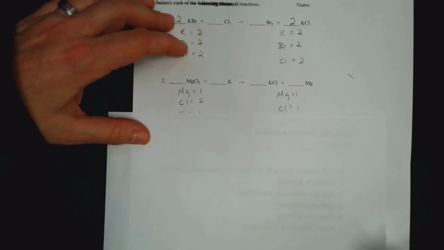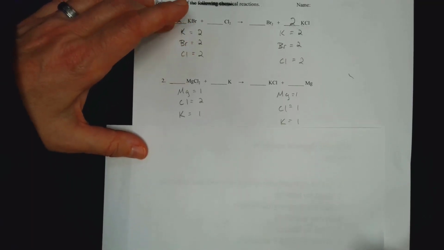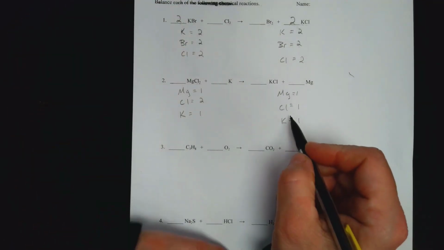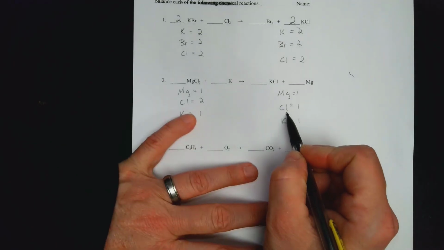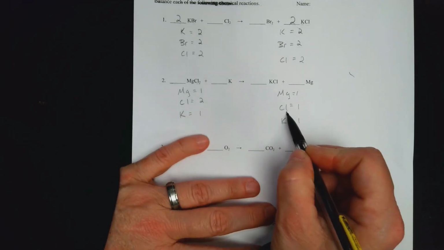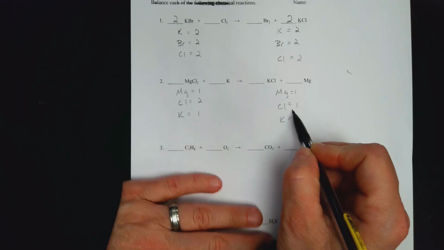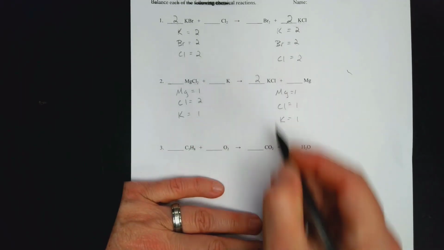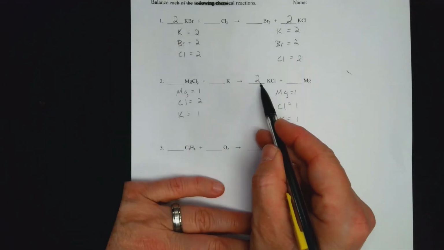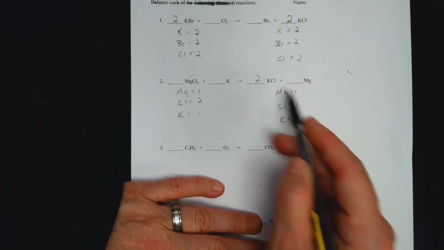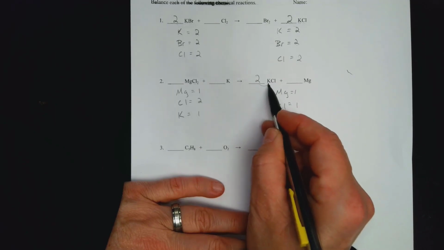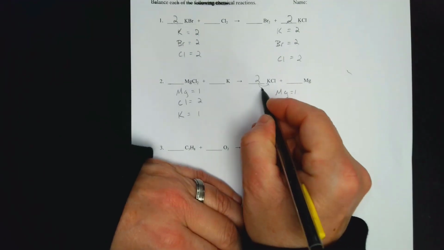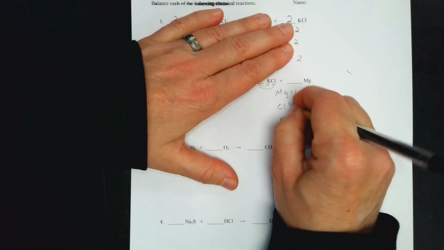My magnesiums are balanced. My chlorines are not balanced. I've got 2 on the reactant side, 1 on the product side, and my potassiums are also balanced. So I only have one thing to balance, and that's going to be my chlorine to this point. This is a 2 to 1. This is the lower quantity over here, so this means this is where I'm going to put my coefficient on the product side, and I'm going to put it right here. Now that I've put my coefficient, I have to update my quantities. So I now have 2 potassiums, and I have 2 chlorines.